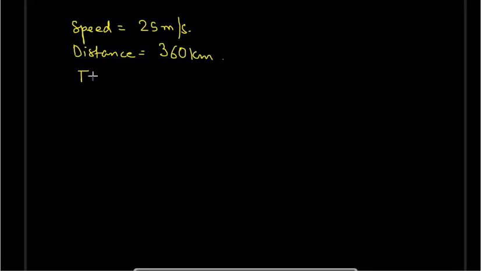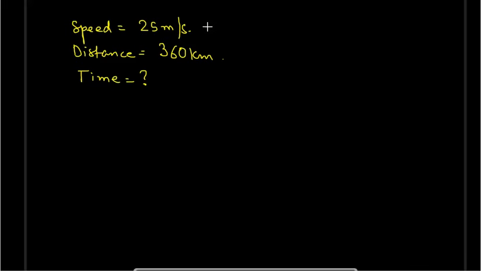So speed is given to us. How much? Speed of the train is 25 meter per second. And what is the distance covered by the train? The distance covered is 360 kilometer. What do they ask us to find? The time taken by the train.